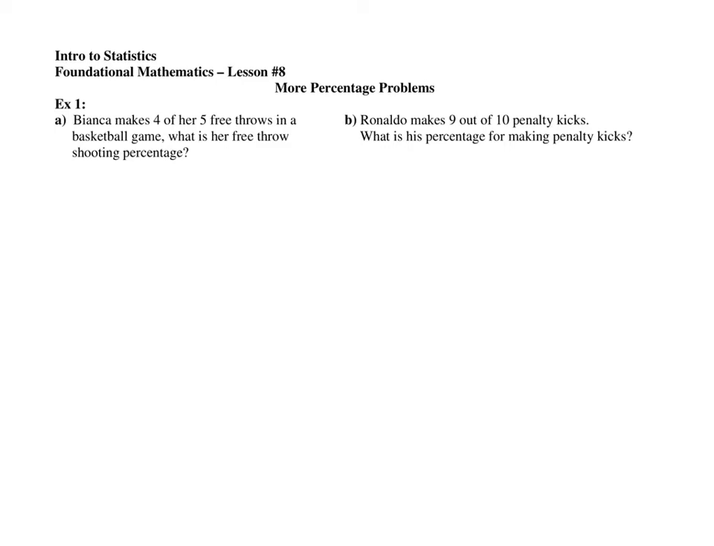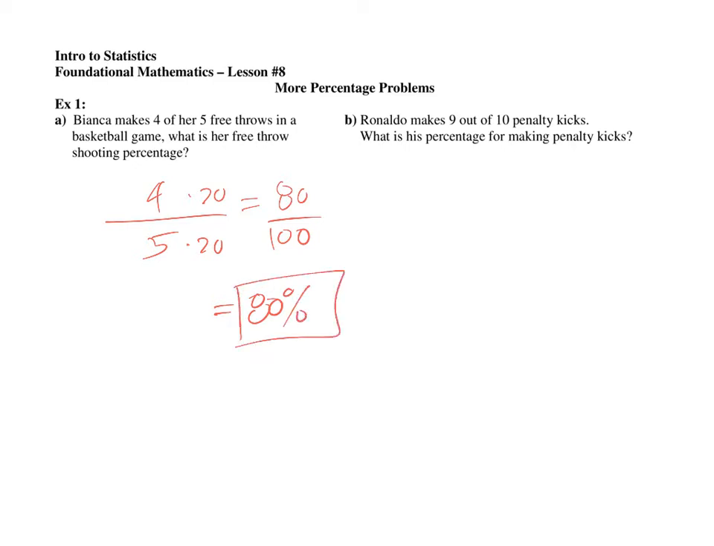Okay, well, you always put the total on the bottom. How many shots did she take? She took 5. Well, how many did she make out of those 5? 4. So there's your fraction for figuring out the free throw shooting percentage. Multiply top and bottom by 20. 80 over 100. Her free throw shooting percentage is 80%. And that's really good.